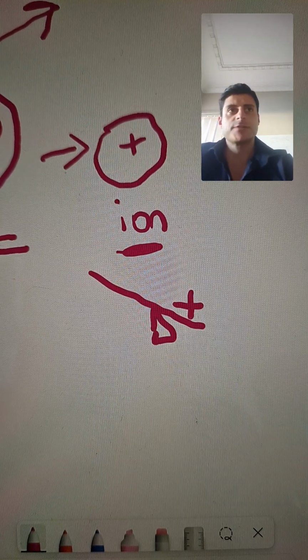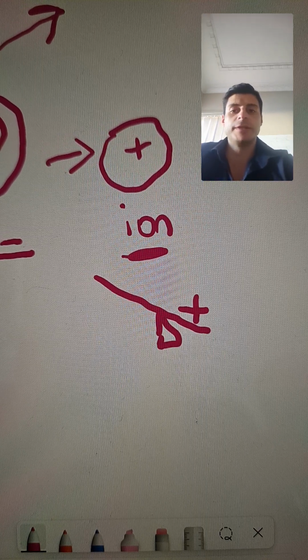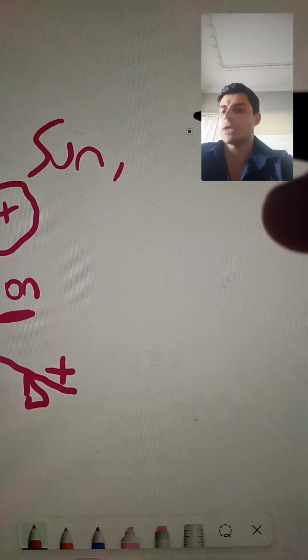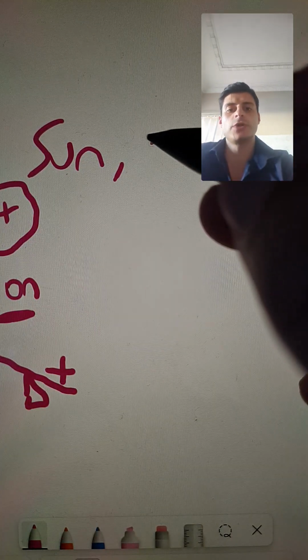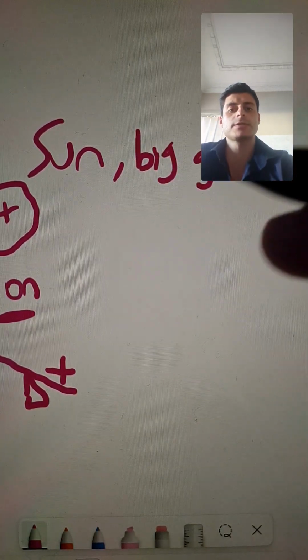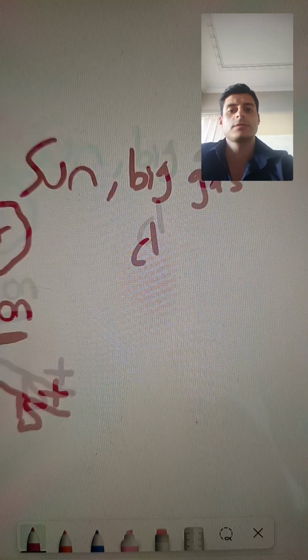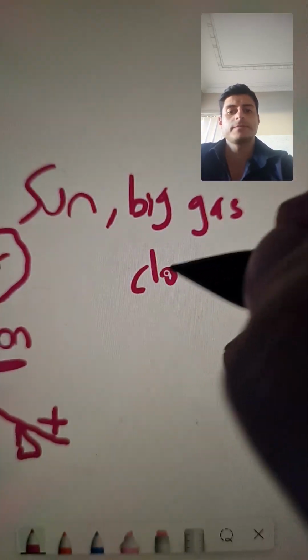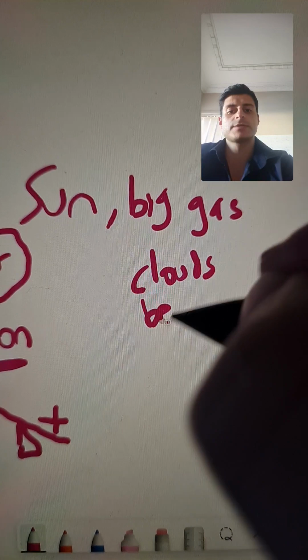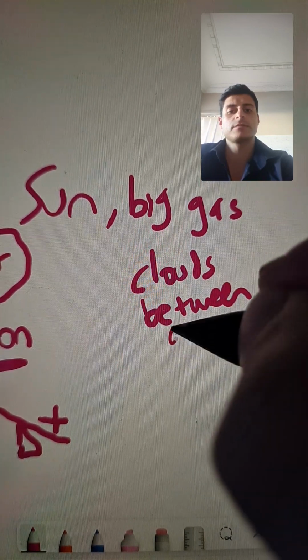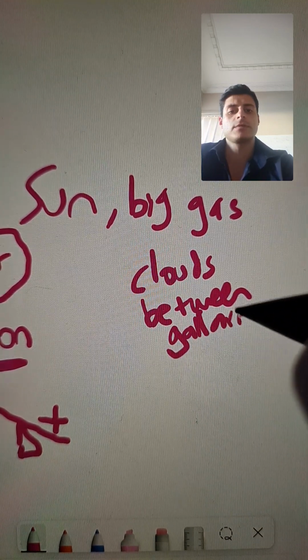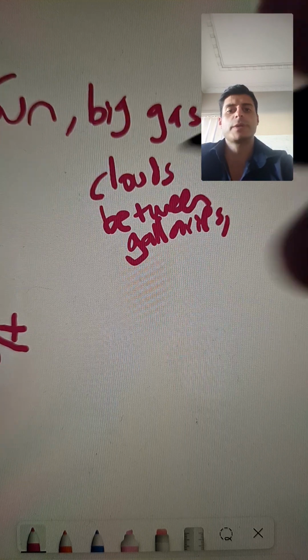Now, sources of ions in the universe are pretty much abundant. So you've got things like the sun. You've got giant gas clouds, so big gas clouds between galaxies. Okay, you've got the regions around black holes.